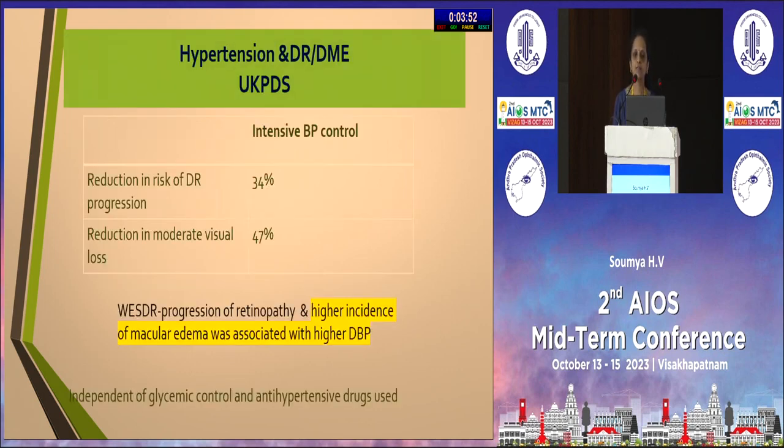Now, coming to hypertension and macular edema, the UKPDS was a benchmark study which threw light on the relationship between hypertension and macular edema, showing that with intensive BP control, the risk of moderate visual loss and the risk of diabetic retinopathy progression significantly decreased. The Wisconsin study also showed that a higher incidence of macular edema was associated with higher diastolic blood pressure, which was independent of glycemic control and the antihypertensive drugs used.